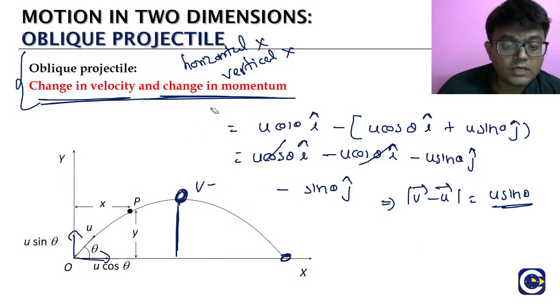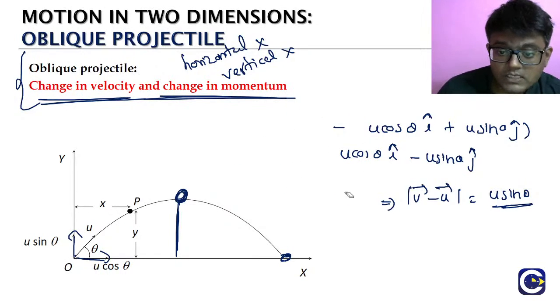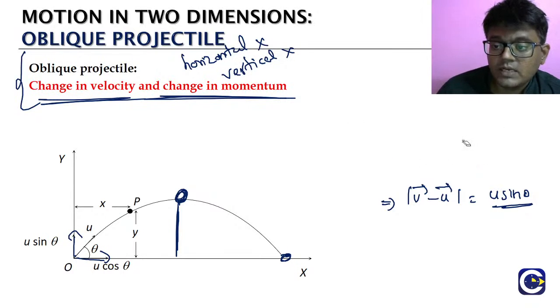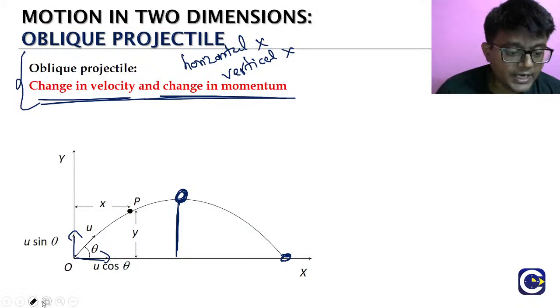Always we look at the change between the initial point and the other points. Whenever we say change in velocity, we always give it between the initial point and any other point. Normally we will look at the maximum height point and then the range point. So the change in velocity is obtained.